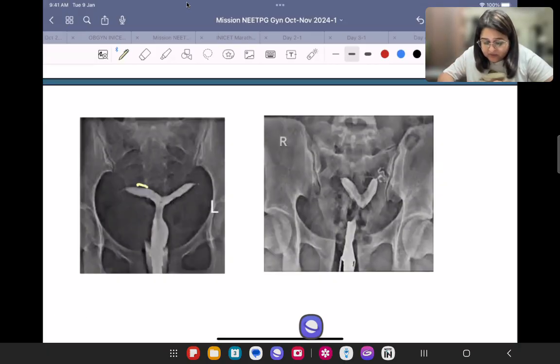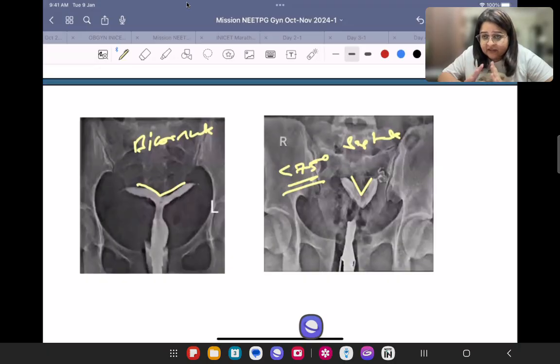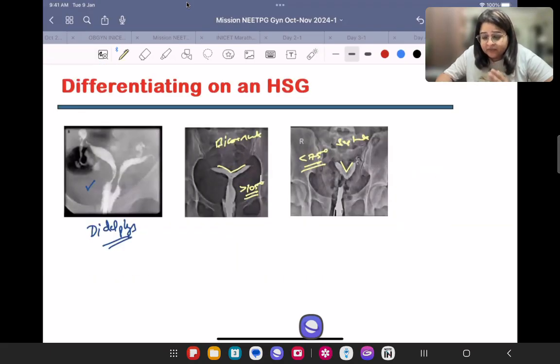But remember, when the horns are wide apart, it is a bicornuate. And if the horns are nearly, yes, obtuse, acute, you can say. To be very exact, you won't have a compass in the exam, but if less than 75 degree, acute looks, then it is septate; more than 105 degree looks, then it is bicornuate. Okay, but the best way is either an MRI or 3D scan or a laparoscopy, hysteroscopy. Okay.